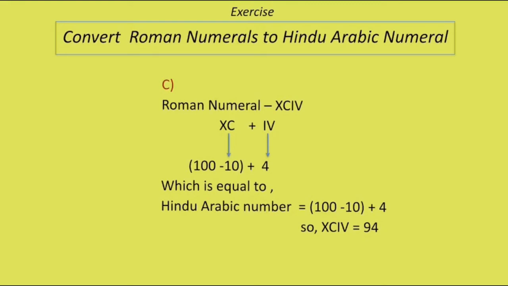Here we have taken XCIV. Write it in expanded form, XC plus IV. XC value is 100 minus 10, that is 90. IV value is 4. Add all these values. That means 100 minus 10 is 90, plus 4 is 94. So XCIV value is 94.